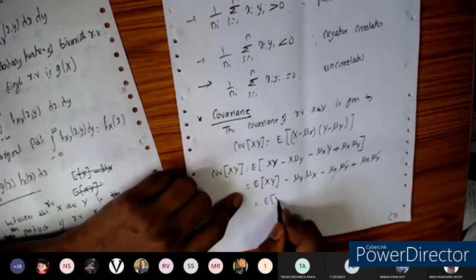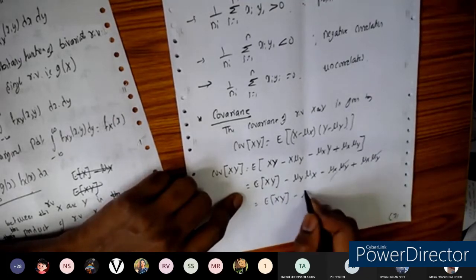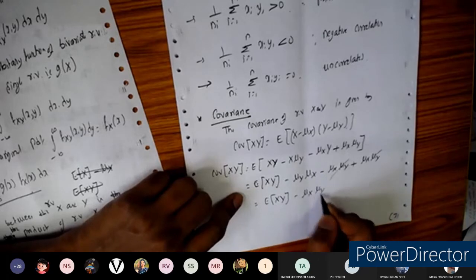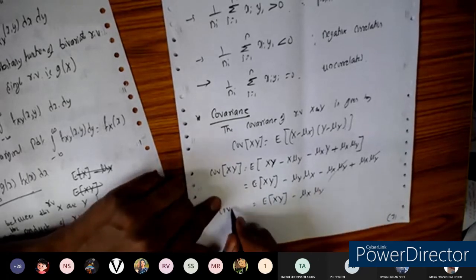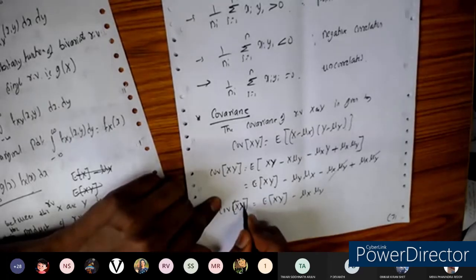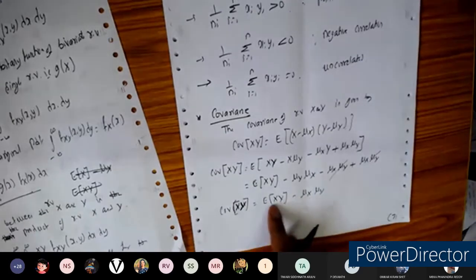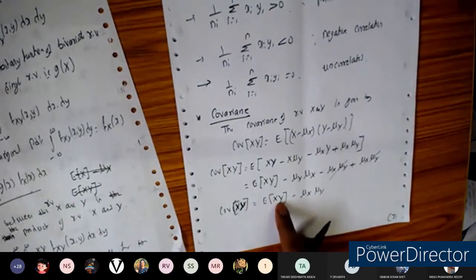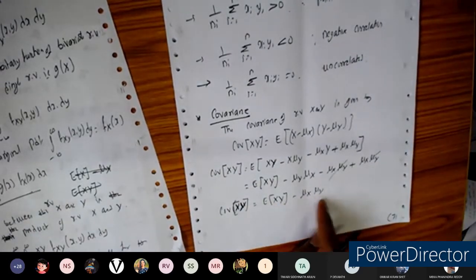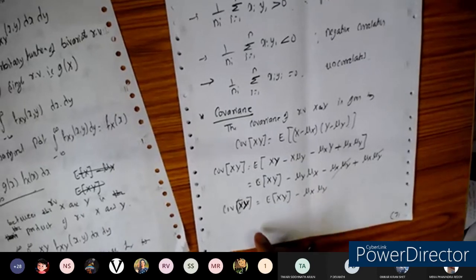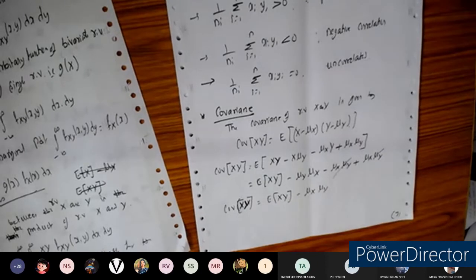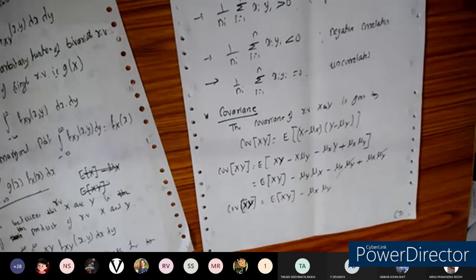The remaining term is the covariance of x comma y. Within the square bracket, it is the correlation of the random variables x and y minus the product of their means. So this is how we define the covariance.